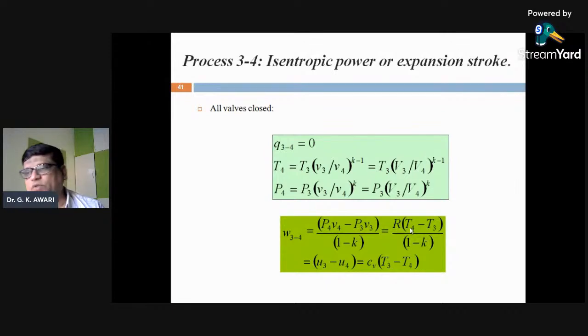Then isentropic power, or the isentropic expansion stroke. Here in this situation also, both the valves of a CI engine are in the closed condition. So therefore Q3-4 is equal to 0, and then T4 is equal to T3 in bracket V3 by V4 to the power of gamma minus 1.